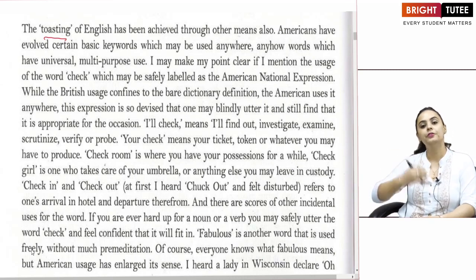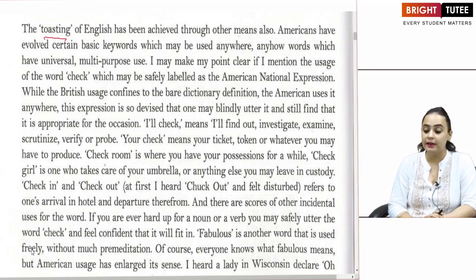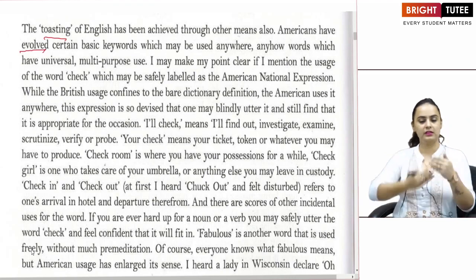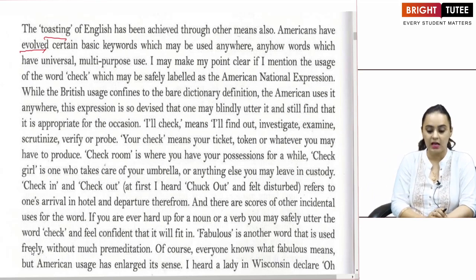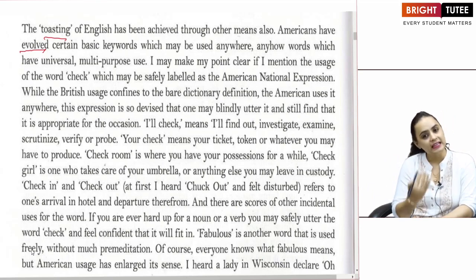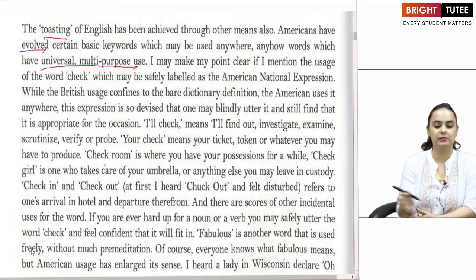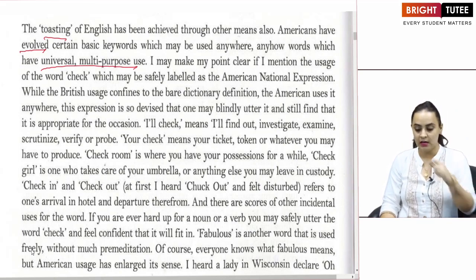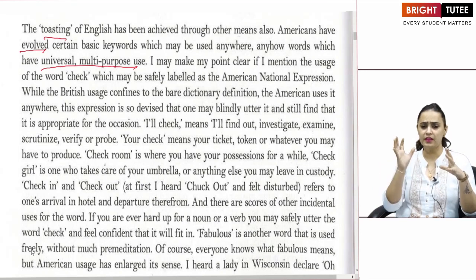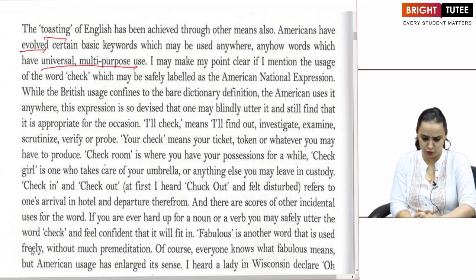So, there have been other ways through which the modification of language has been achieved. Americans have evolved, have grown certain basic keywords which may be used anywhere, anyhow, and they have a universal multi-purpose use. So, Americans have come out with a few words that can be used anywhere by anyone in any which way they want to.